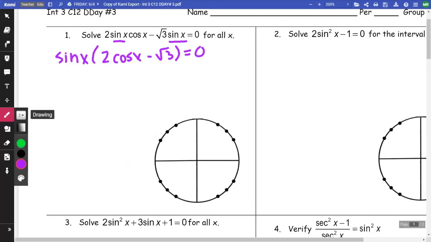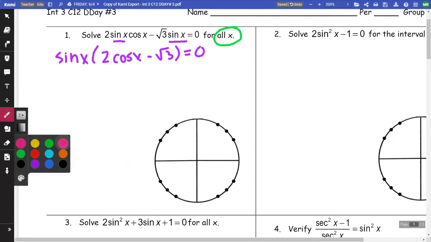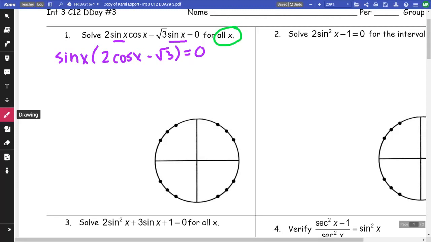The other thing you want to pay attention to here is they're saying for all. So this is going forwards and backwards on the unit circle forever and ever, because sine and cosine waves do continue forever and ever. We usually just graph one cycle of it, one period of it, but they do go on forever. So now at this point, I have two factors.